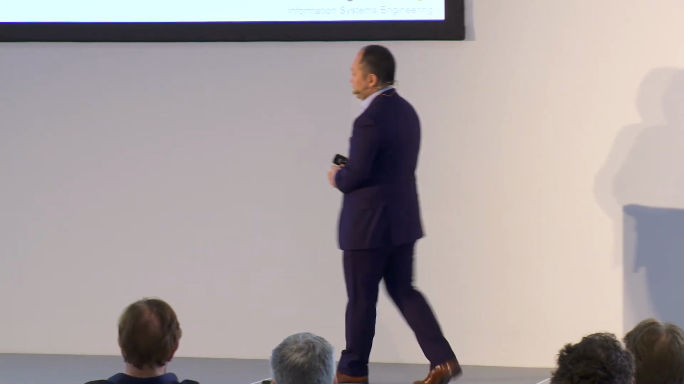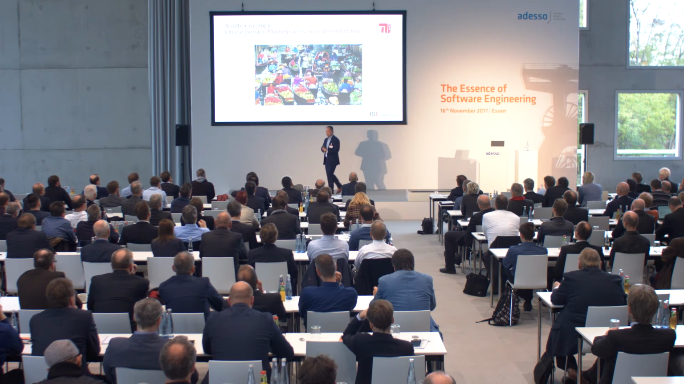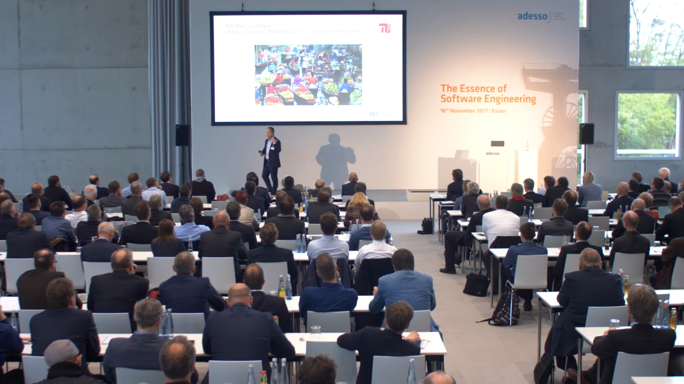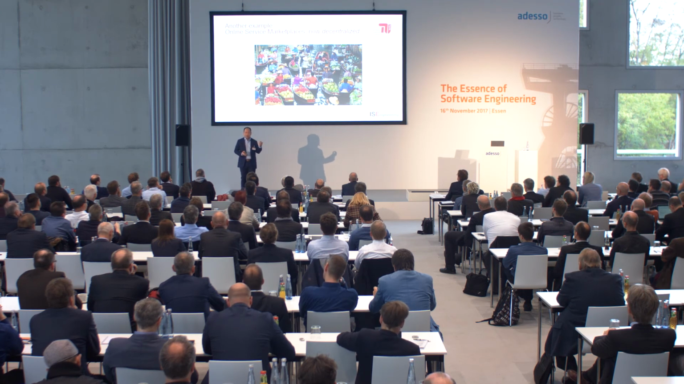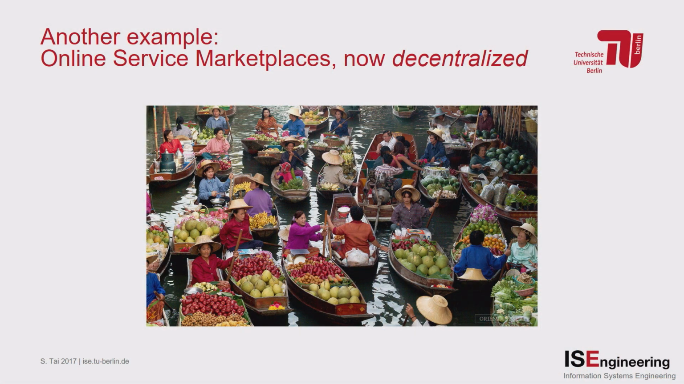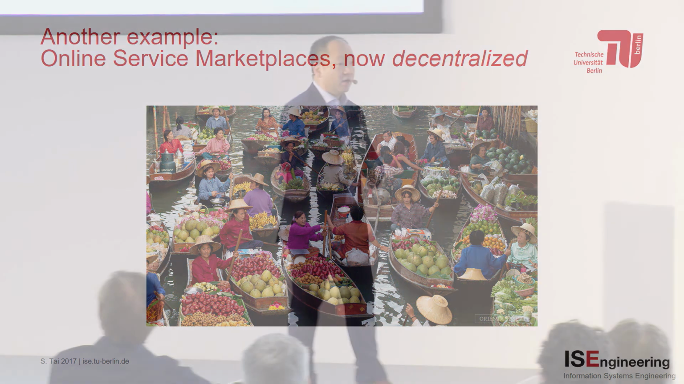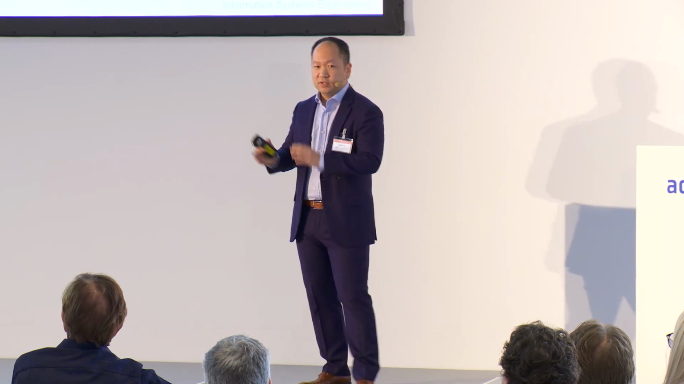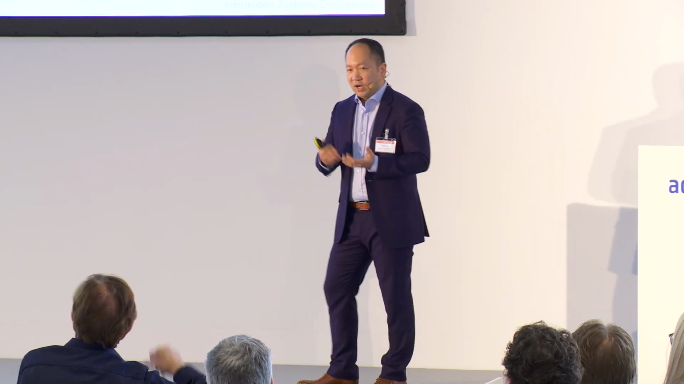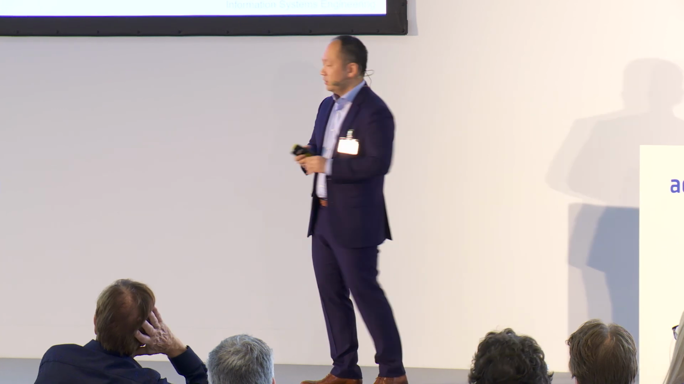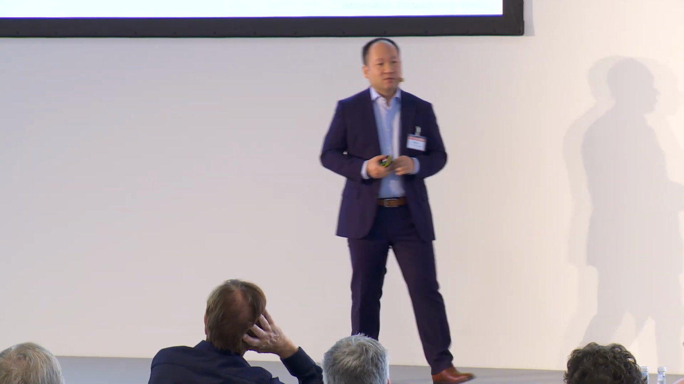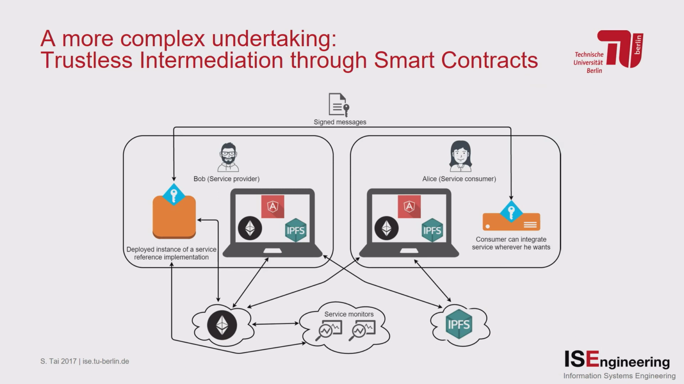A second example is the old story of an online service marketplace. So this is the opposite of Apple's App Store. The idea would be that each and every service provider or service consumer can exchange the use of the service and sell them directly without the middleman, without that central marketplace owner. So think of a marketplace that would be fully decentralized. And this obviously is a much more complex undertaking than the chess game at first.